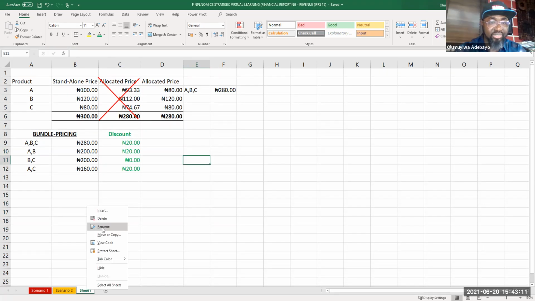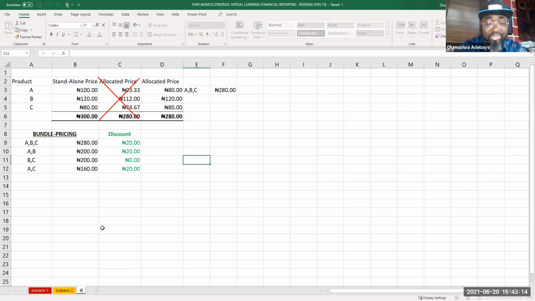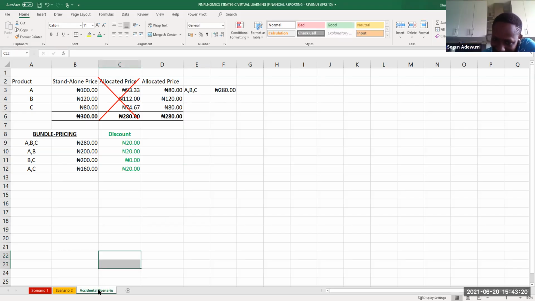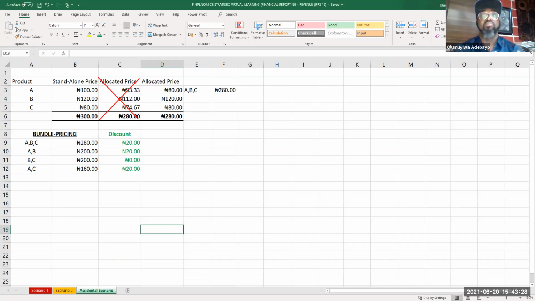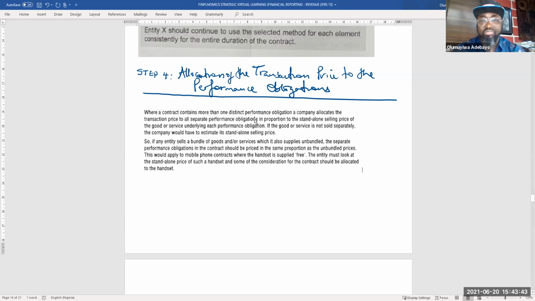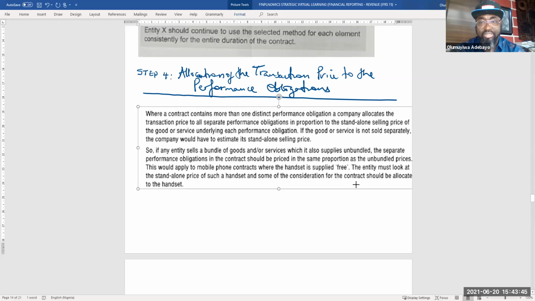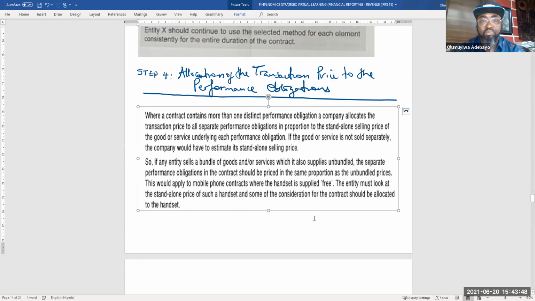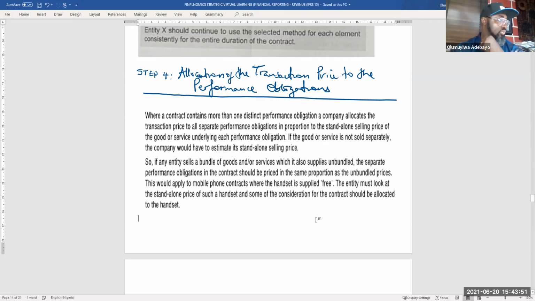Okay, I'll just label it scenario 3, or accidental scenario. Okay, we'll come back to other scenarios later. Now, let me go back. Now, all we have discussed so far, I want somebody to summarize it in a manner that I believe we should understand. Over to you guys.